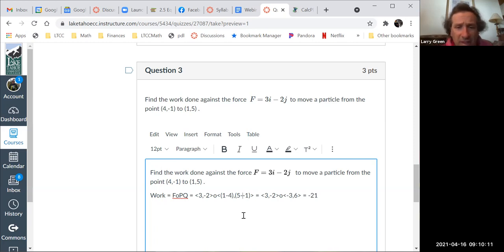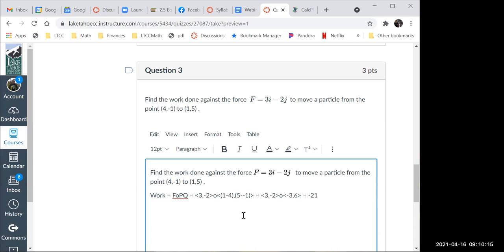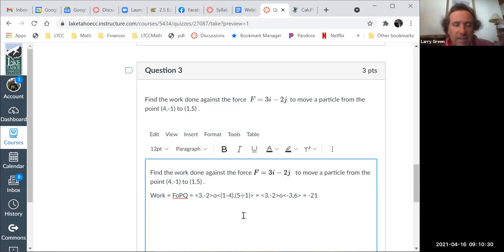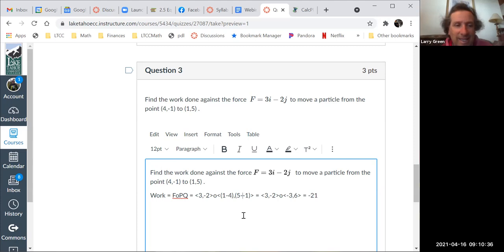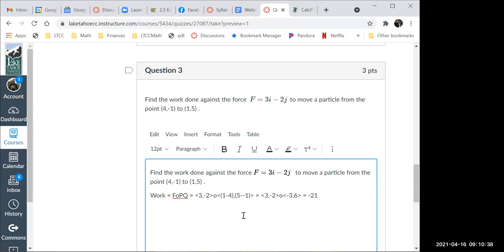Any questions at all on finding the work? Yeah, I was a little confused just by the wording in the problem because it says the work done against the force. So I did the dot product of just the force by the displacement vector. But then I also thought, I'm going to also do the negative force by the displacement vector. I literally copied it from the book.